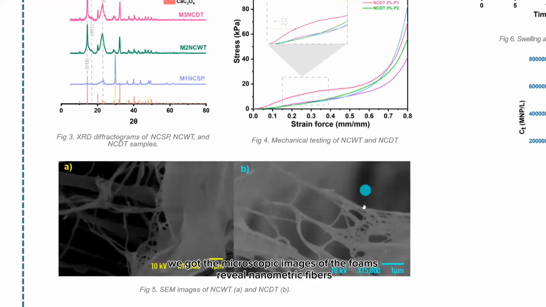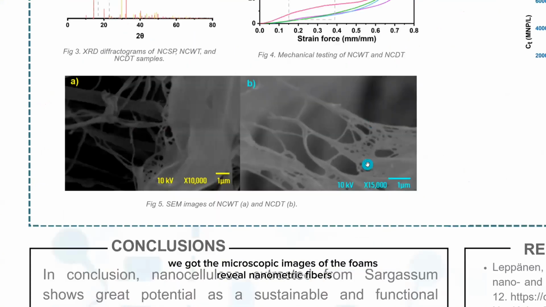And finally, the microscopic images of the foams reveal nanometric fibers, forming a porous network with a reduced pore size. This structure is ideal for efficiently trapping small contaminants like micro and nanoplastics by minimizing free spaces and preventing their passage.